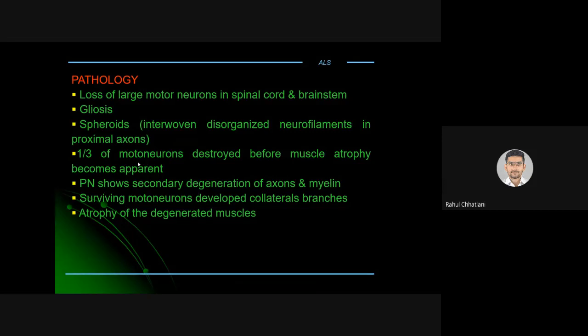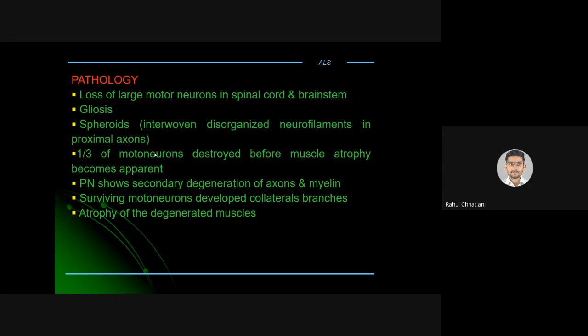Yes, you will see that muscles are now becoming atrophied, that is a decrease in their tone. Yes, decrease in the girth. At that time already 1/3 of motor neurons will be destroyed. Peripheral nerve shows secondary degeneration of axons and myelin. Yes, because of the degeneration that is present, axons and myelin also become slowly and steadily worn off.